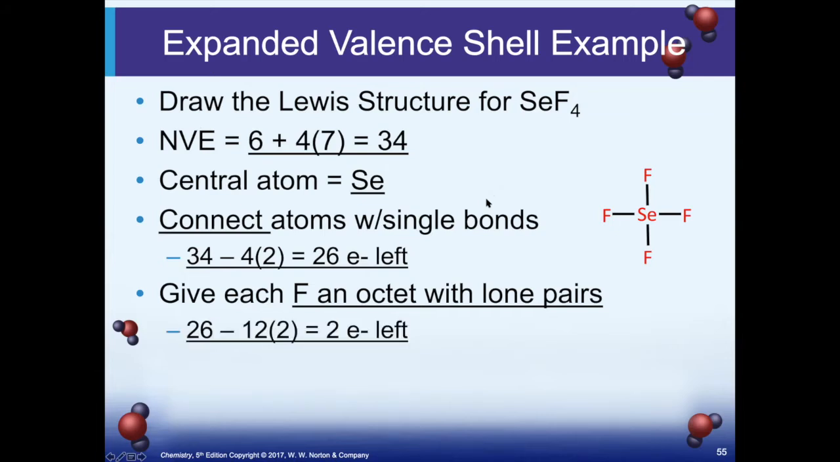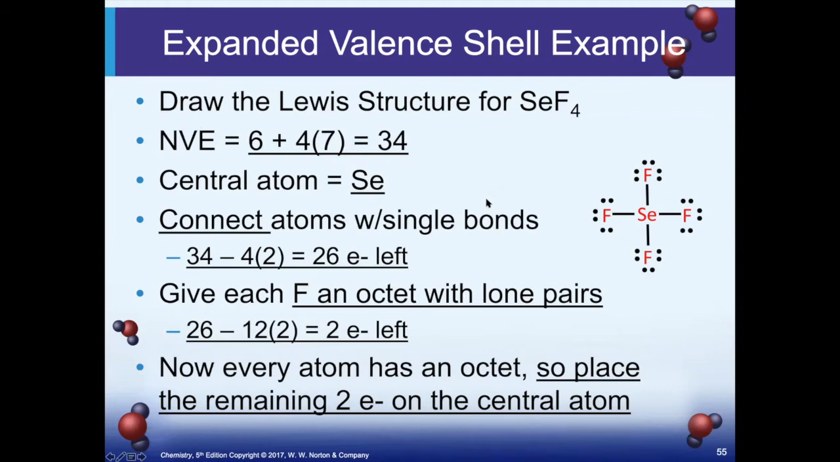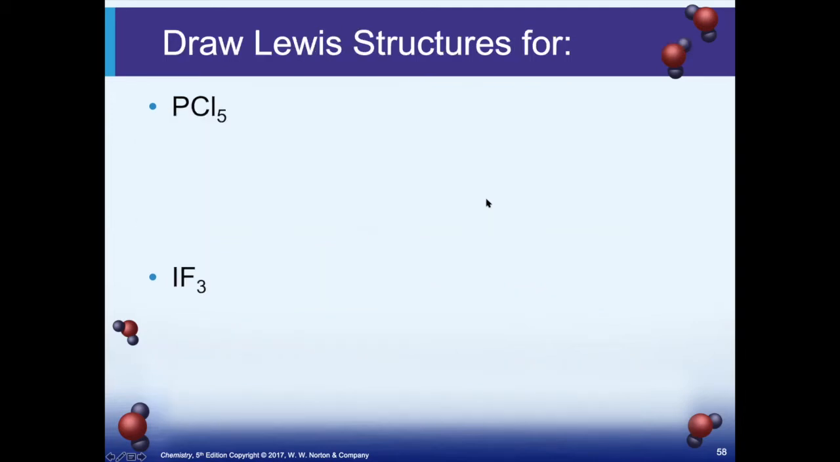So that's going to use up 24. There they are. So I've got 2 left, and it says in step-by-step to put those 2 on the central atom. So now every atom has an octet, so place the remaining 2 electrons on the central atom, and there they are. Okay, so there's an example of exceeding the octet and how you do Lewis structures for these kinds of situations.